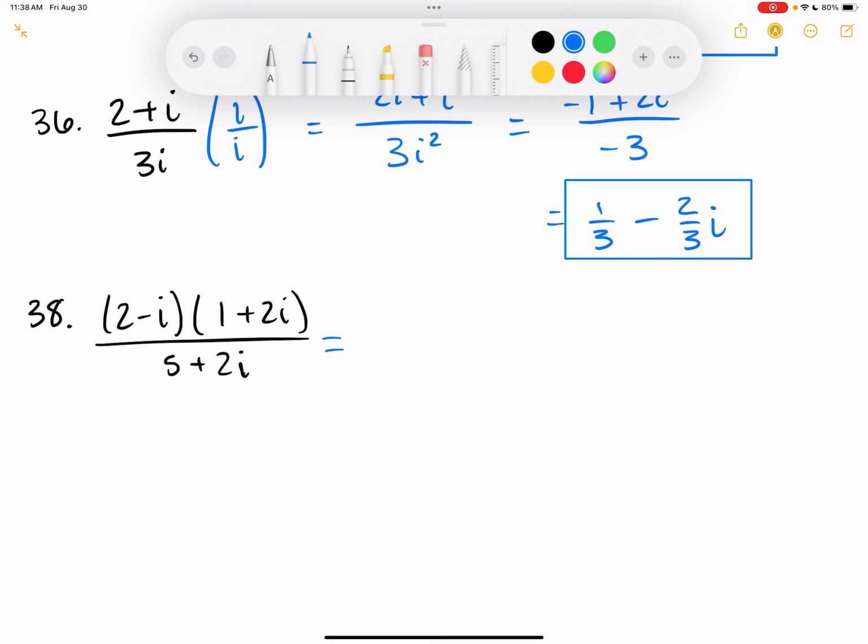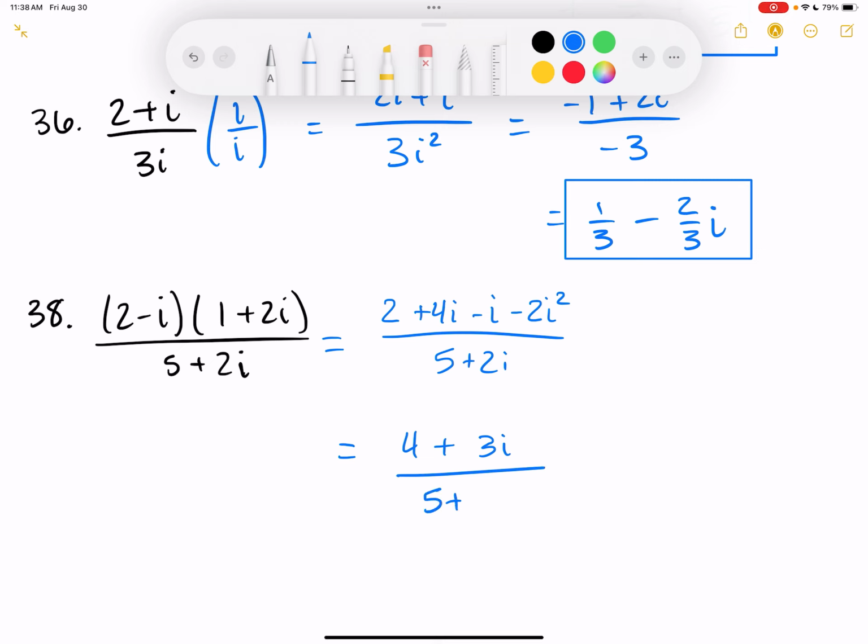2 plus 4i minus i minus 2i squared, all over 5 plus 2i. So then that top is going to become 5 plus, nope, not 5. 4 plus 3i over 5 plus 2i.